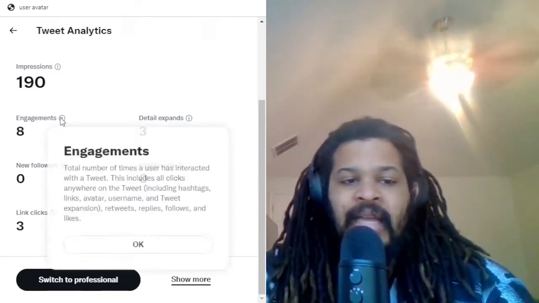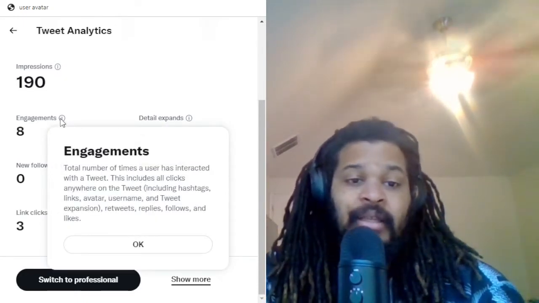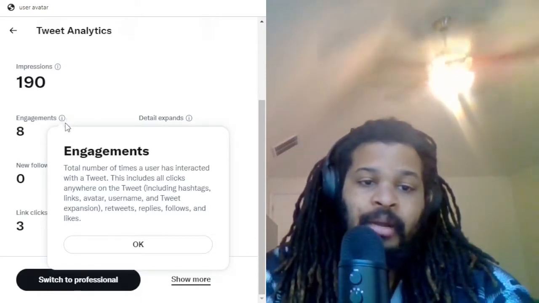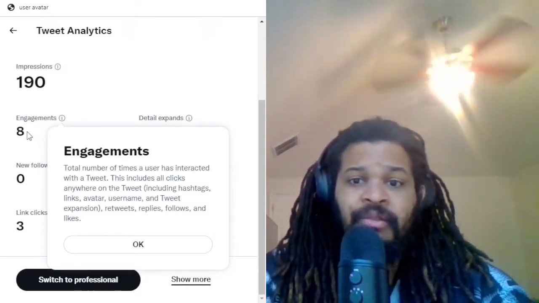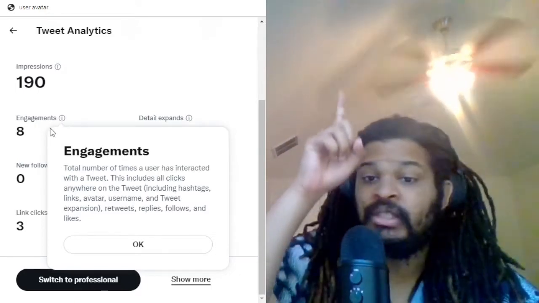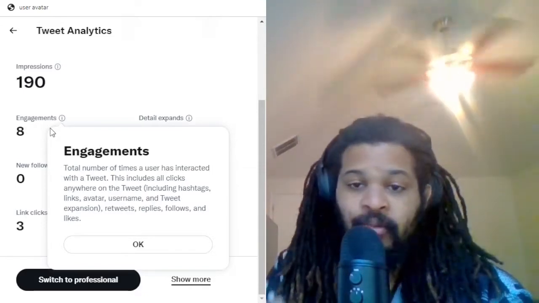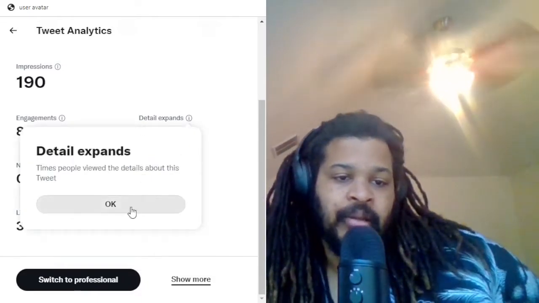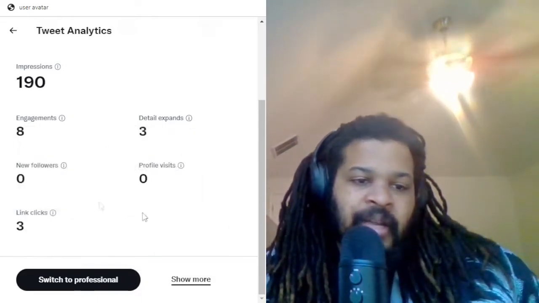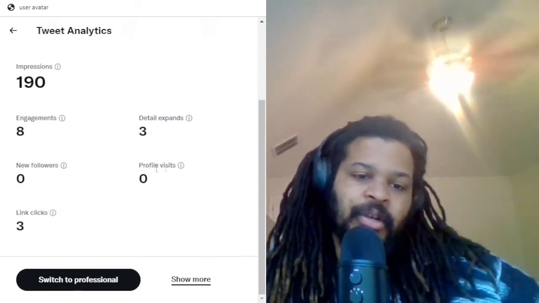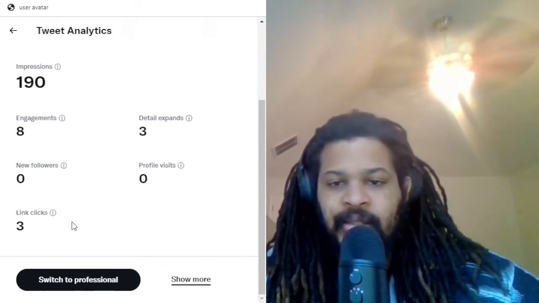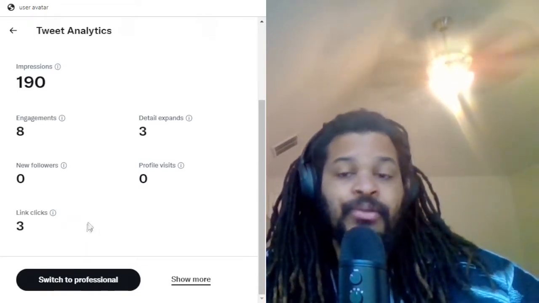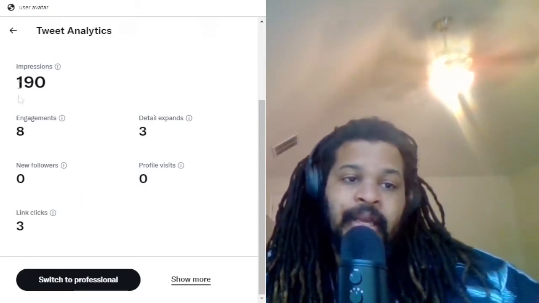Engagement is how many people have actually clicked on it, interacted with it in some way, commented, etc. This is really what helps as well. This is what drives a post up, is the engagement, because if one person interacts with it, another person will interact with it. Details expanded is the number of times people viewed the details about the tweet, that might have been me. New followers, it's self-explanatory. Profile visits, that's self-explanatory. Link clicks, that's self-explanatory.